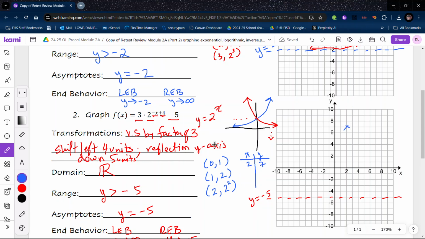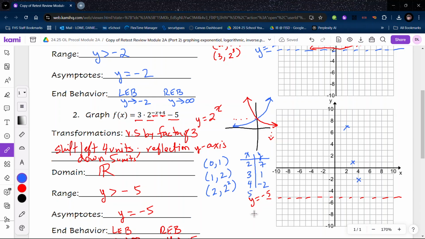Okay, then I could say, well, what if x was equal to 3? If x was equal to 3, that'd be 2 to the first power. I'd have the point (3, 1). If x was equal to 4, that'd be 2 to the 0 power, that's 1. So that'd be (4, -2). So at 4, I'd be at -2.